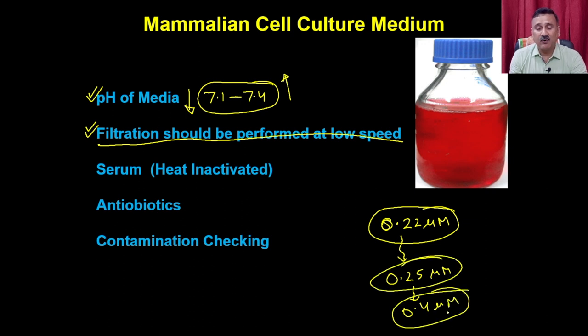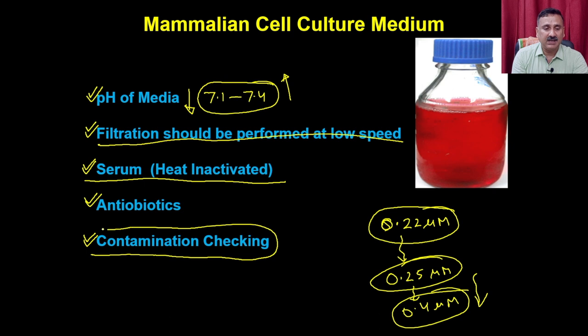If it becomes 0.4 micrometer, some of the bacteria which are smaller than this value are going to enter into your media. Apart from that, when you are filtering at a very high speed, you are also going to take up air. And air contains microalgae, right? It can contain pathogenic bacteria. Then you are going to add the serum, which is heat inactivated serum. Then you also require the antibiotics, and you are going to check for contamination.